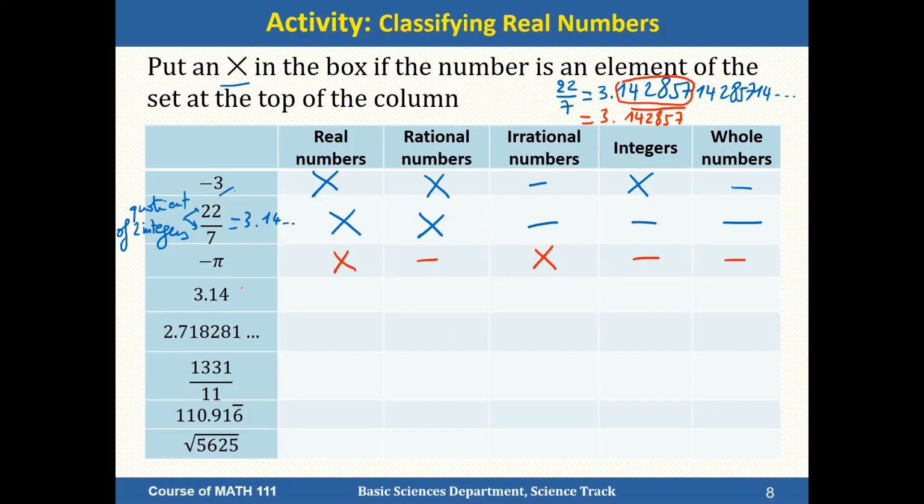3.14, which is not pi. I recall, 3.14 is an approximation of pi, but it's not pi. So here it is a terminating decimal representation. We have no ellipsis here. So this is a rational number. It is not an irrational. So it is real. It's clear that it's not an integer. It's not a whole number.